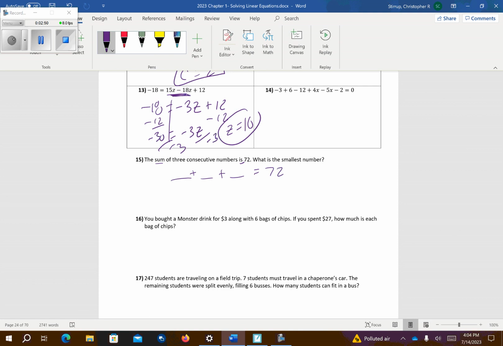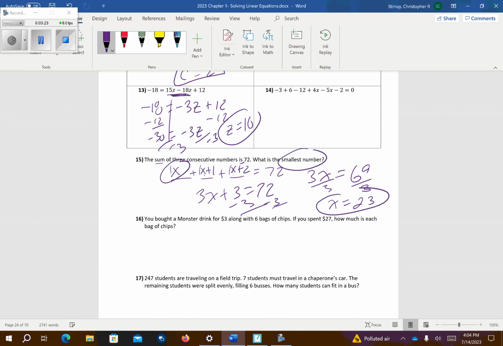If they're consecutive numbers, it means you have to add 1 each time. So I have x, x plus 1, and x plus 2. That's how I would have consecutive numbers. So x plus x plus x, or 1x plus 1x plus 1x, is 3x, and 1 plus 2 is 3. It's equal to 72. Subtract 3 from both sides, so I get 3x is equal to 69. Divide each side by 3, so x is equal to 23. They wanted the smallest number, and the smallest number is going to be x, so x is 23.